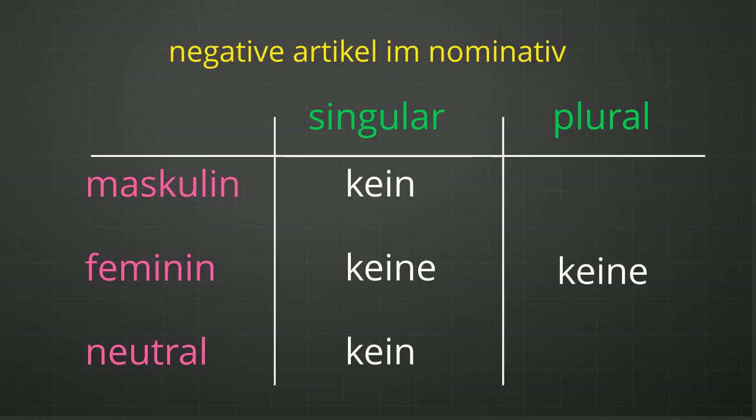Masculine singular negative article is kein. Feminine singular negative article is keine. Neutral singular negative article is kein. Masculine, feminine and neutral plural article is keine.